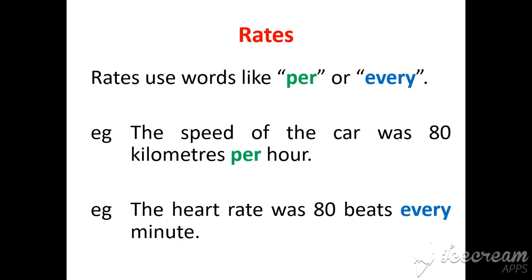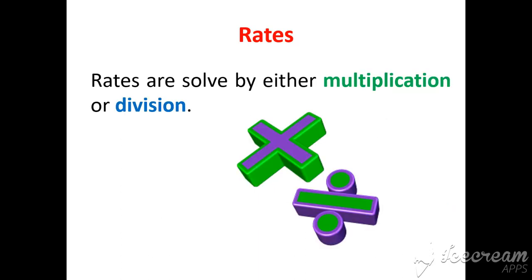Now, rates use words like per or every. For example, the speed of the car was 80 kilometers per hour. That means every hour that ticks by, the car's traveled 80 kilometers. The heart rate was 80 beats every minute. So every minute that ticks by, the heart has ticked over 80 times.